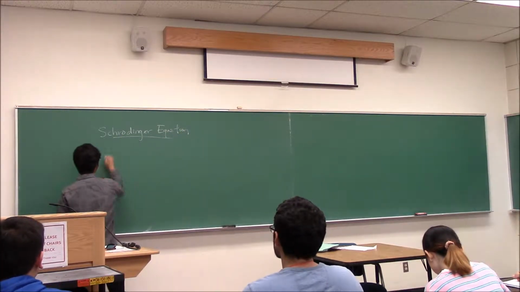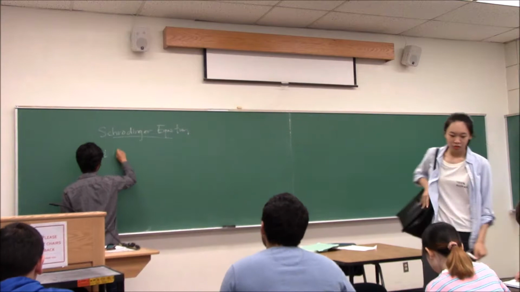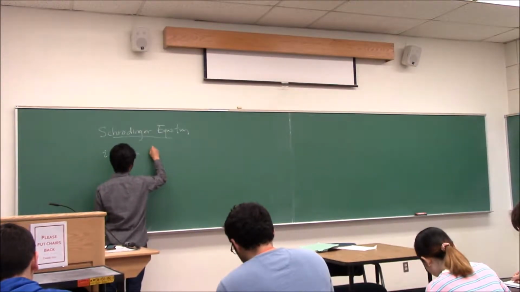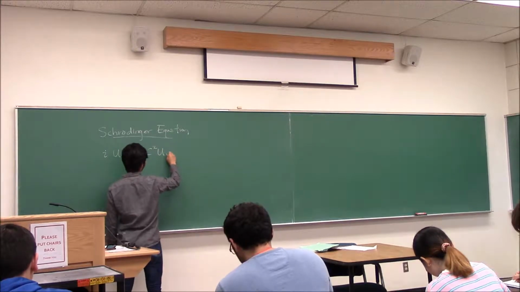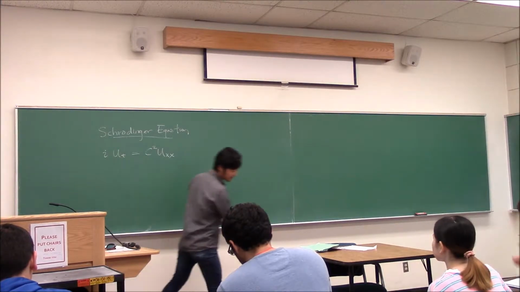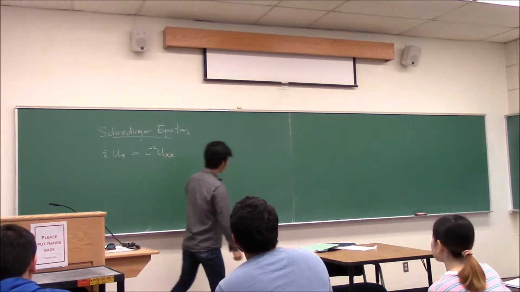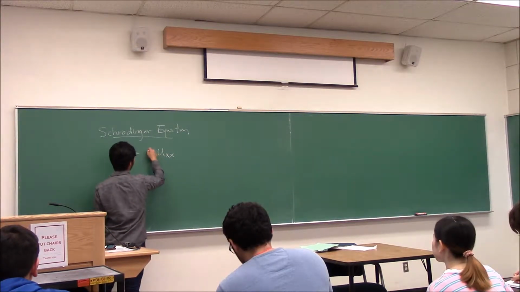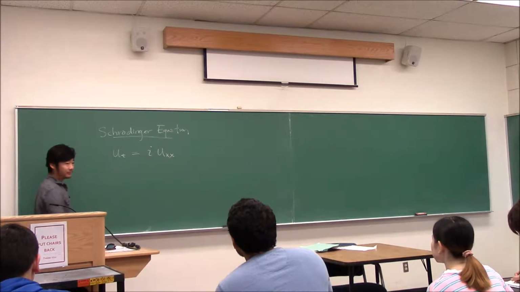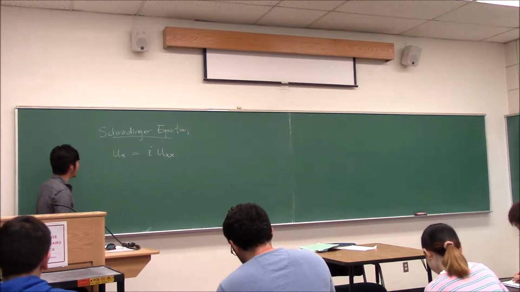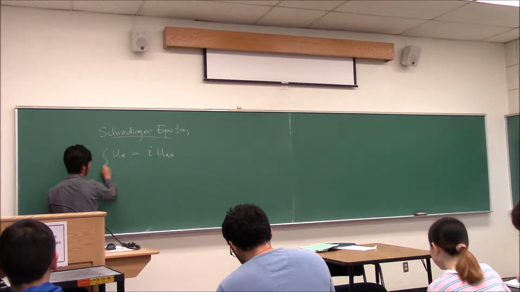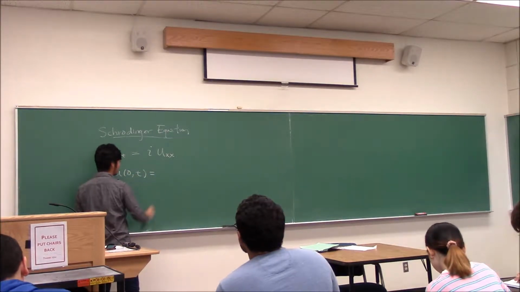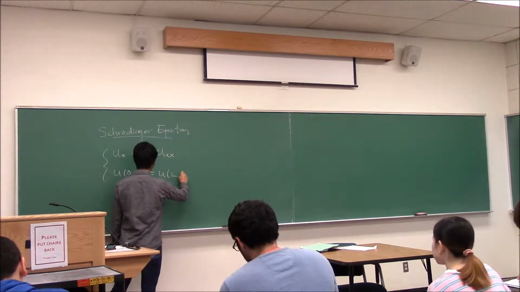Which is given by something like i times u_t equals c squared u_xx. Actually, sorry, I was in the wrong place, and let's see here. Something like this. Okay. And we're going to impose some boundary conditions. We'll just fix the endpoints to be zero.